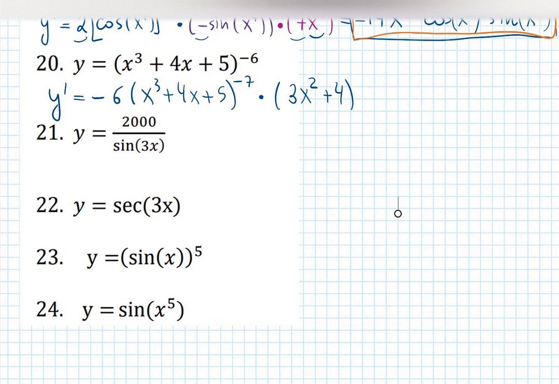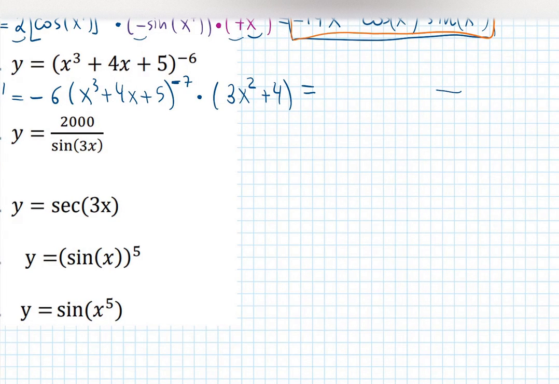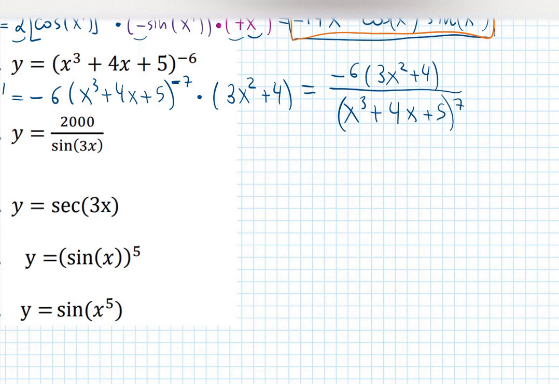Next one, you can always rewrite it as a fraction again. Since we have negative 7 over here, I will have negative 6, 3x squared plus 4 in the numerator, and x cubed plus 4x plus 5 to the 7th exponent in the denominator.